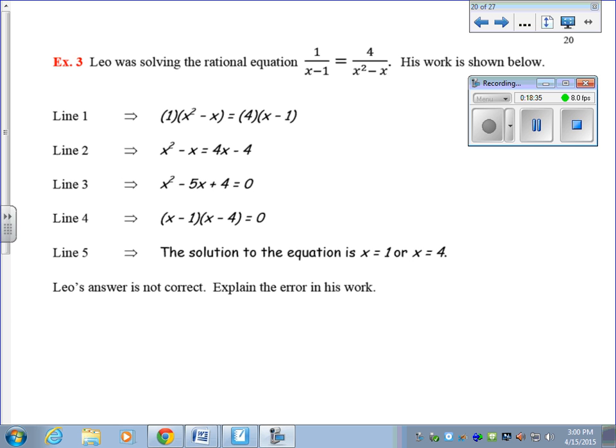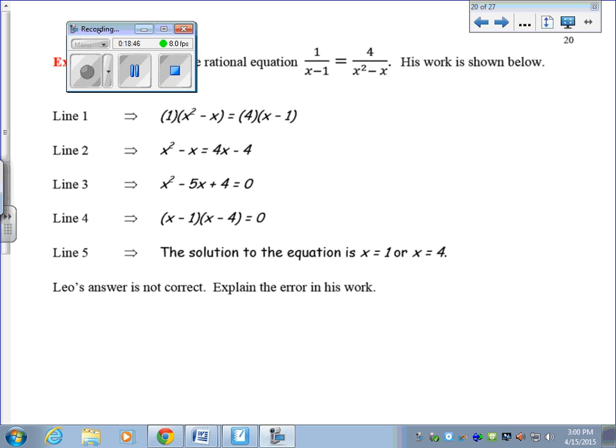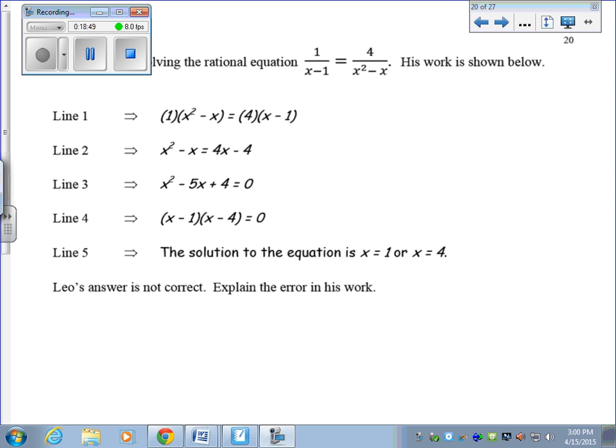So it's up to you how you approach this. Sometimes the easiest approach is to start with what it's trying to solve and solve it yourself to see if you can tell where the mistake is. So if we start over here on the side, this stage is right, because that's just cross multiplying. I've got 1 times x squared minus x equals 4 times x minus 1. So that line was okay. Then if I expand this out, that's what Leo's got there too, so that's okay.